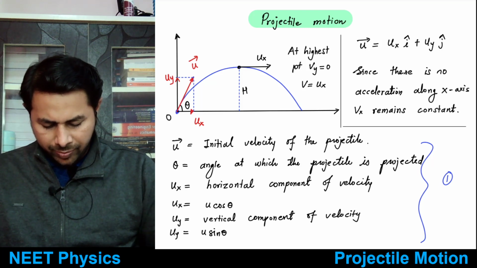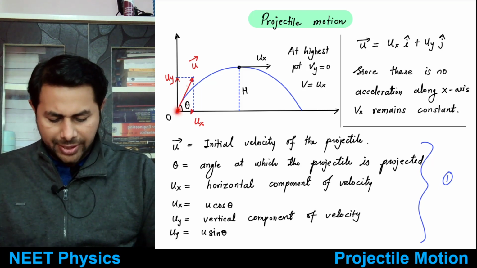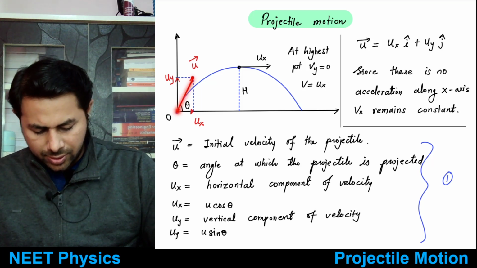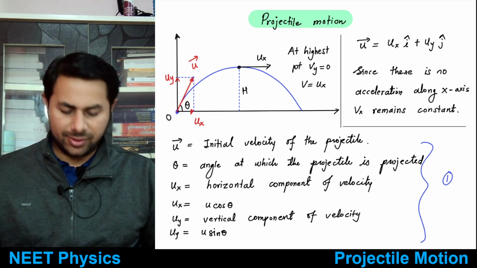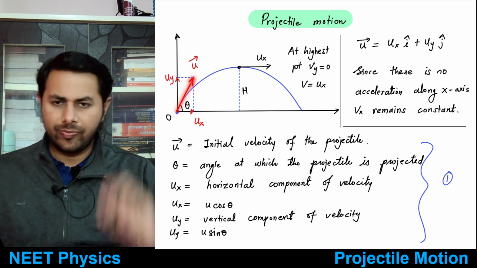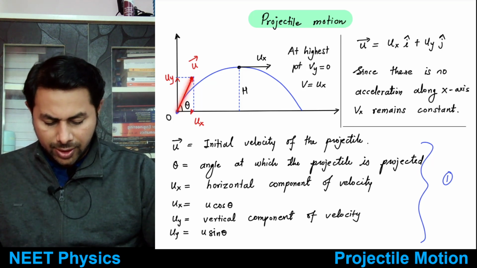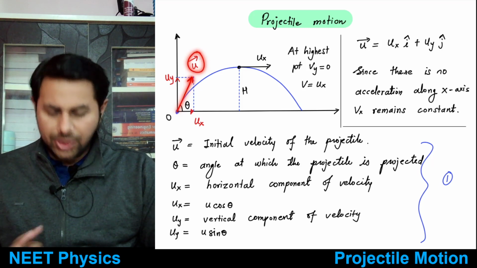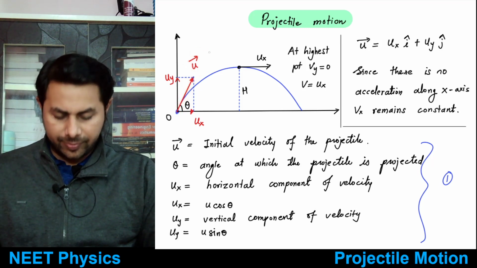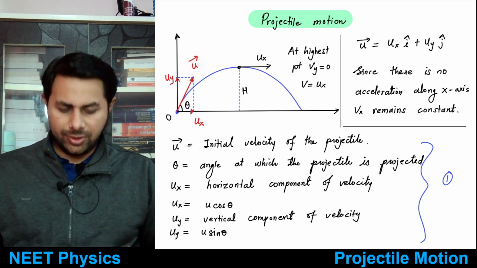starting point, and then at this point suppose you throw this ball in this direction. So this is the direction in which you throw the ball. So initial velocity is suppose u bar, right? Initial velocity is u bar.